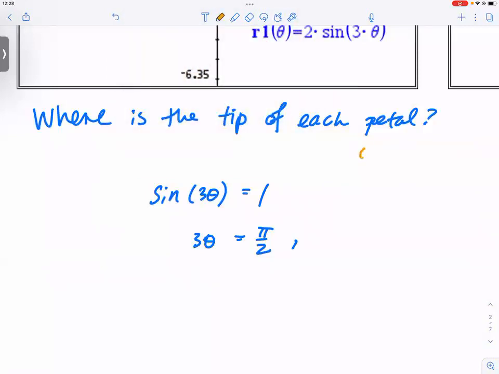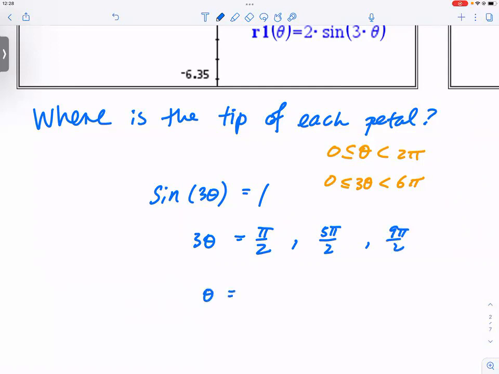Because the domain is between 0 to 2 pi, and now we're dealing with 3 theta, our domain will be adjusted to 0 to 6 pi. So we need to go 3 rounds, 3 revolutions. Pi over 2 will be the value of the first revolution, and then the second one will be 5 pi over 2. And the third one will be 9 pi over 2. Well, that's what 3 theta is.